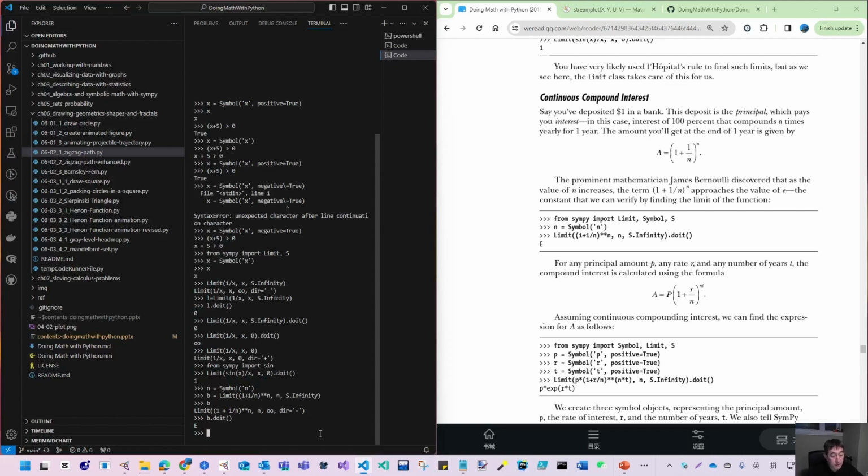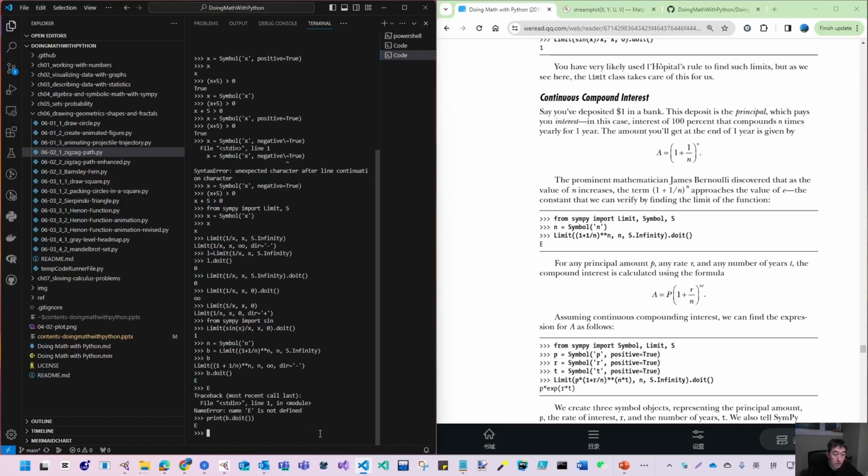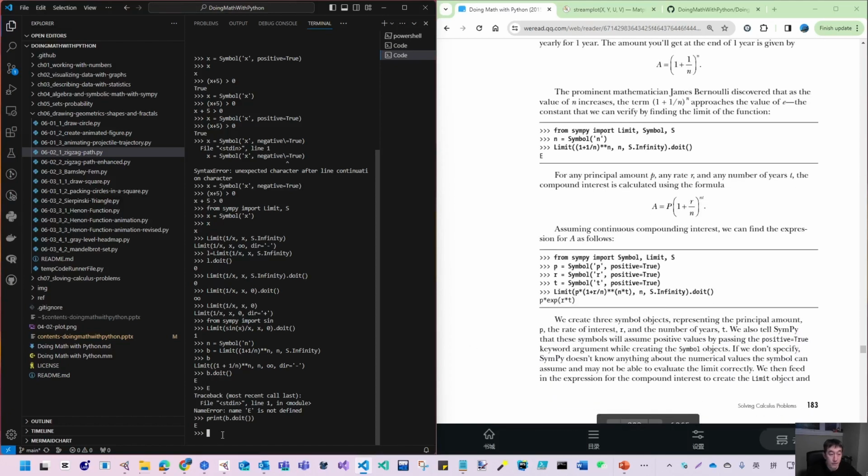So we got this e. We cannot directly print it, so that is not printable, but that is the cost. For any principal amount p, any rate r, and this time t, we have this combined formula. So we have all of them. Then we can see p symbol positive.